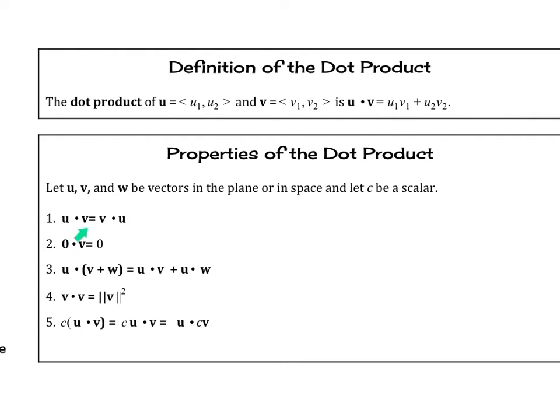So, properties of the dot product, similar to some arithmetic rules that we know: u times v equals v times u, and 0 times v is 0. U times (v plus w), you can distribute: u times v plus u times w. This one is probably a little newer to us: v times v is equal to the magnitude of v squared. Number 5, c times (u times v): you could just distribute it to either the u or the v to multiply it together. Again, the one we're going to use later on is the magnitude one.